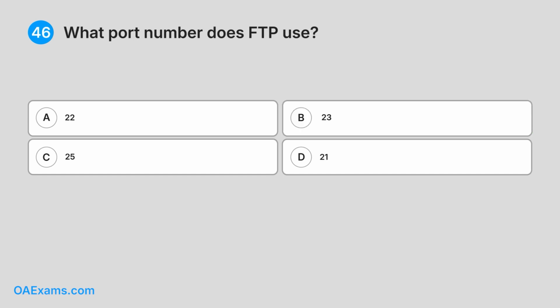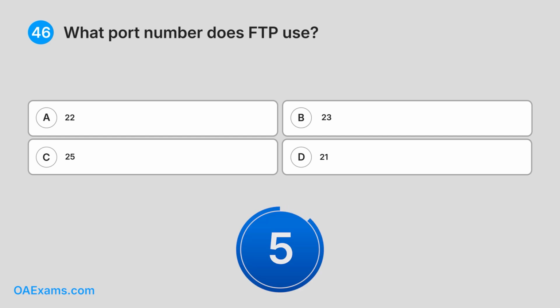46. What port number does FTP use? A. 22, B. 23, C. 25, D. 21. What do you think is the answer?